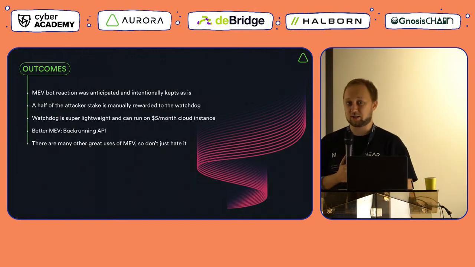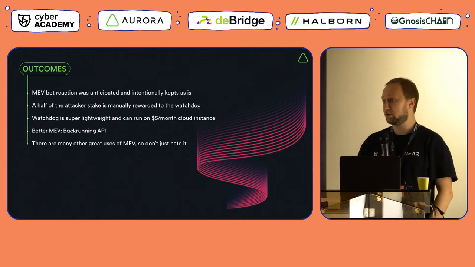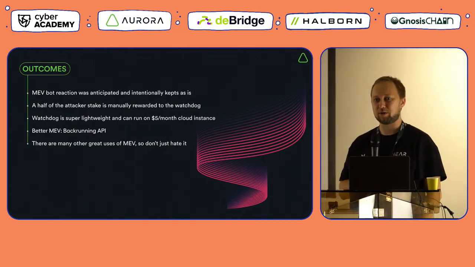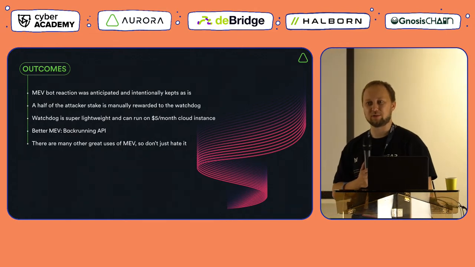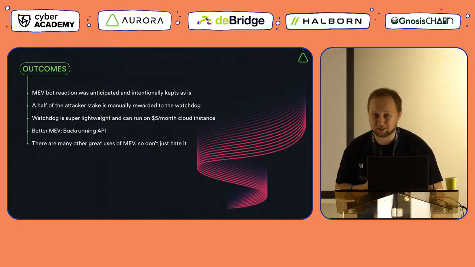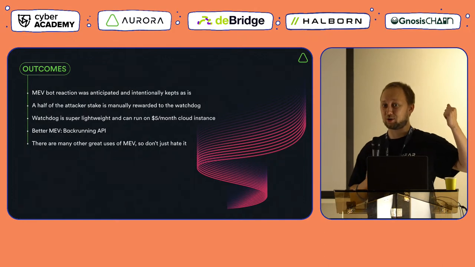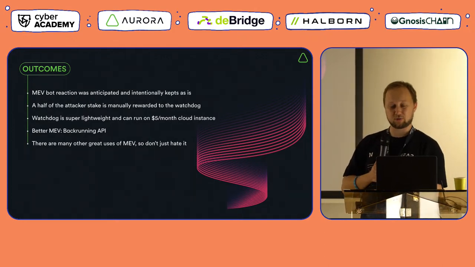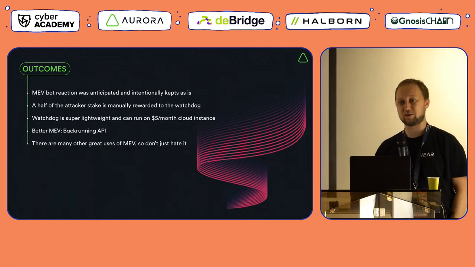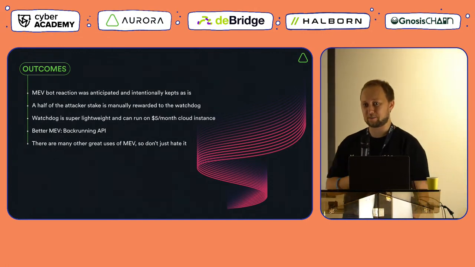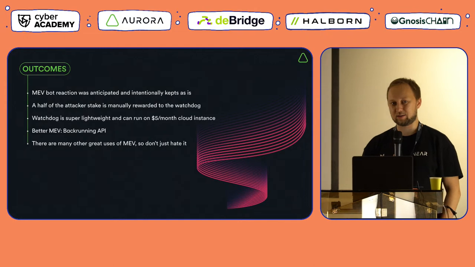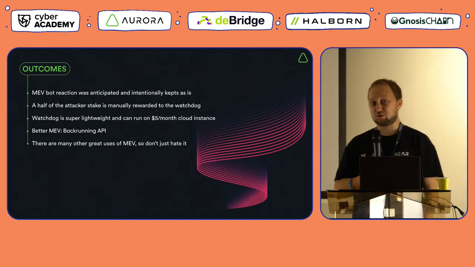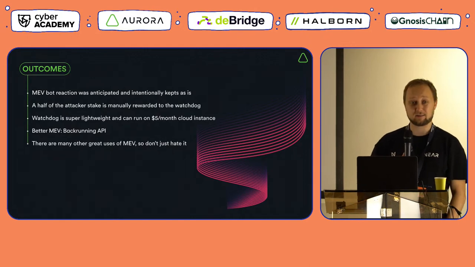I just wanted to say to everybody that in case you are willing to participate and in case you are using Aurora, in case you are using Rainbow Bridge, you can easily improve the security of the Rainbow Bridge by running a watchdog service. It costs around $5 a month. So for the majority of people who are bridging their funds to Aurora or to Near, this is not a very big cost.